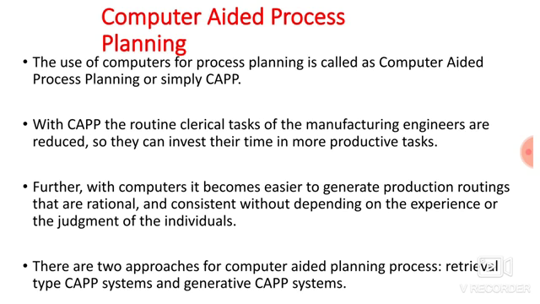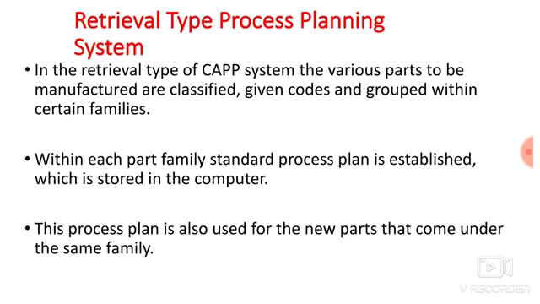There are two types of approaches for computer-aided process planning. The very first is retrieval type of CAPP, and the second one is generative CAPP. So we can broadly classify computer-aided process planning into two types. The first one is retrieval process planning and the second one is generative process planning. Now we will discuss retrieval type of process planning. As the name indicates, we have to retrieve the process plan from the computer for a particular part.